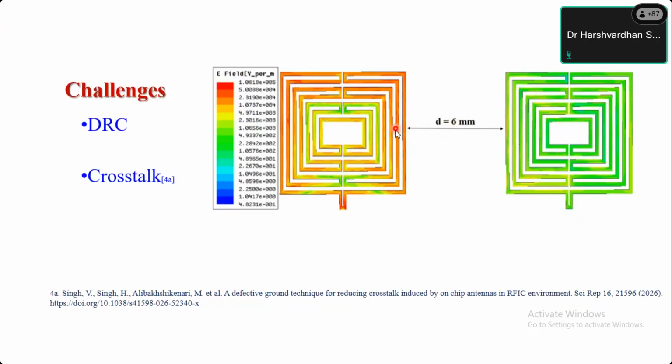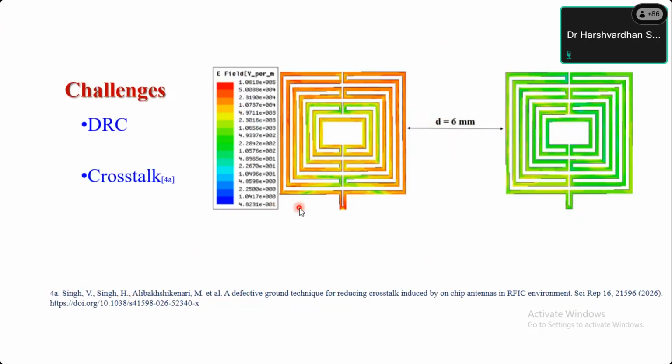Because the radiation that is going to be emitted from this on-chip antenna inside the IC can impact the performance of the other components inside the IC. So how can we reduce this? Is there any specific method or technique which we can use to reduce this crosstalk?